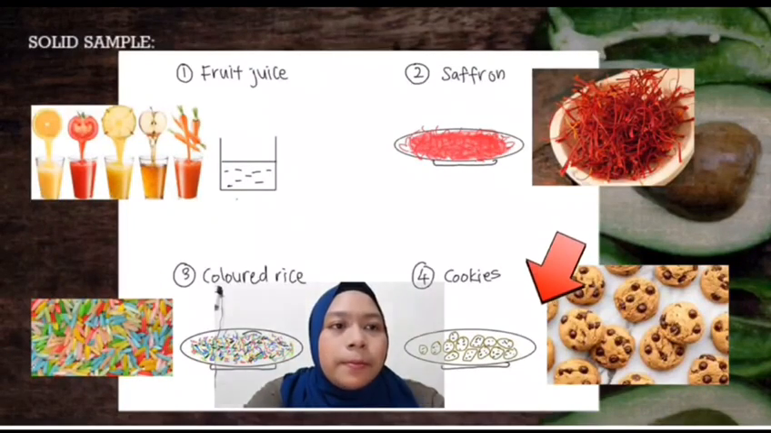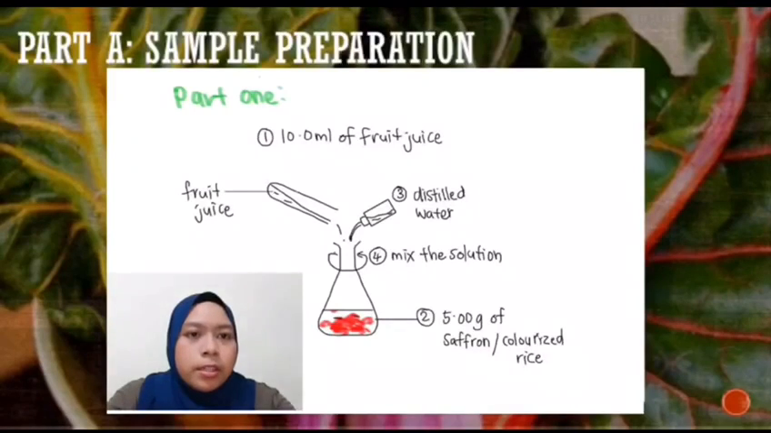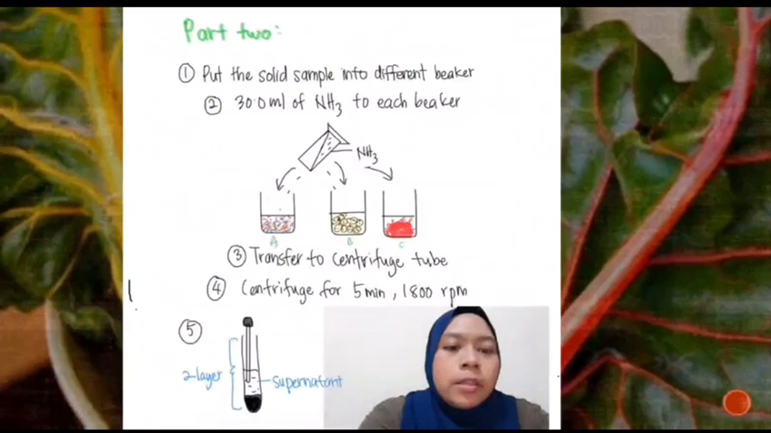is cookies. For sample preparation, the first step is to transfer 10 ml of fruit juice into the volumetric flask, or add 5 grams of saffron, or choose colored rice, and add distilled water until it reaches the mark of the volumetric flask. Then we mix the solutions. In this part we must put the sample into 3 different beakers and add 30 ml of NH3. After that we transfer it to the centrifuge tube.